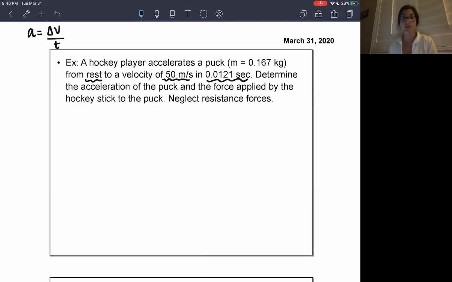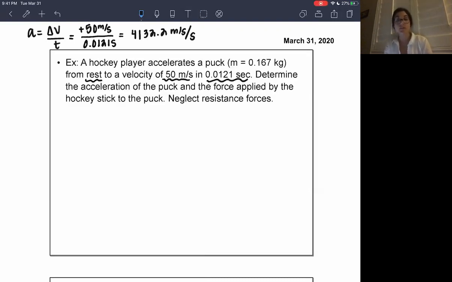So starting from rest and going to a velocity of 50 meters per second means that my velocity increased 50 meters per second. And the time that I did this in was 0.0121 seconds. So I need to plug this in my calculator and see what I get when I simplify this. And when I plug it in, I get a fairly large value actually. I get 4,132.2 meters per second. So that hockey puck is accelerating quite fast. But this is valuable information.